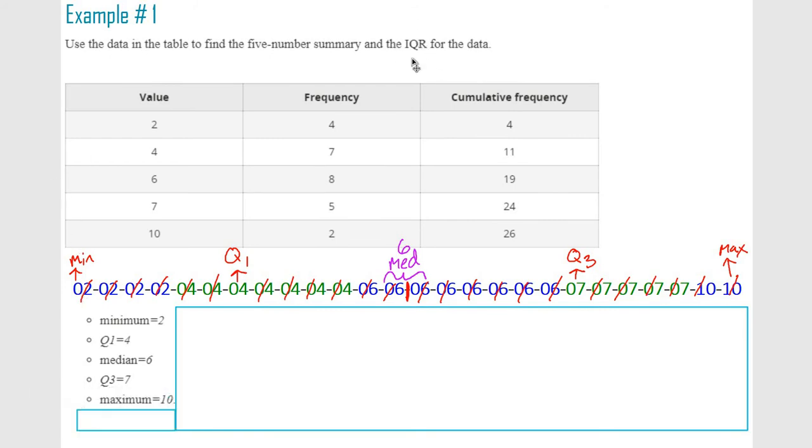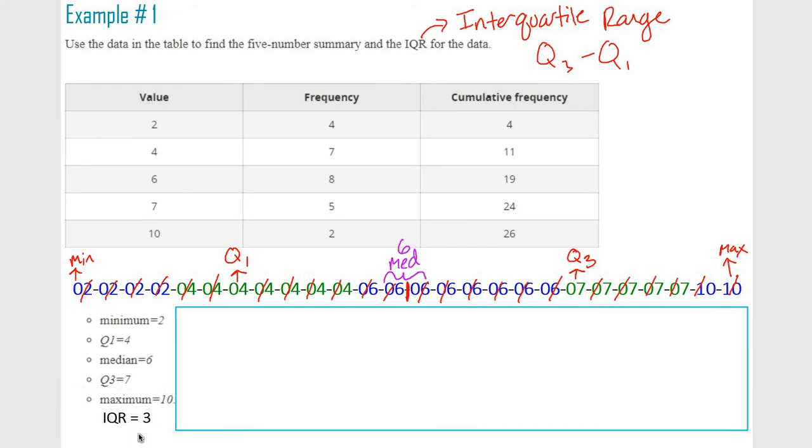Now, what's left is the IQR, which is the interquartile range. Let me write that out for you. So the interquartile range is literally the range of the inner quartile, the inner half. So Q3 minus Q1. So 7 minus 4 is 3. So there's the 5-number summary plus the IQR, the interquartile range.